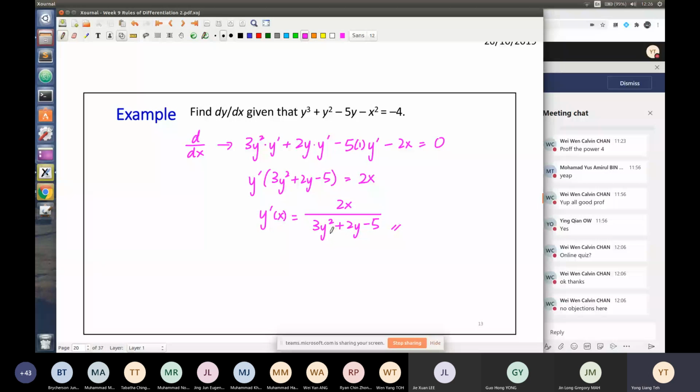Because given a particular point, for example x or y, you can always compute the other. So therefore, you know the coordinate xy. At any given coordinate xy that is along this curve, we can actually compute the gradient, y prime, by just substituting in the coordinate of that point. Questions on this example? Looks good. Moving on.